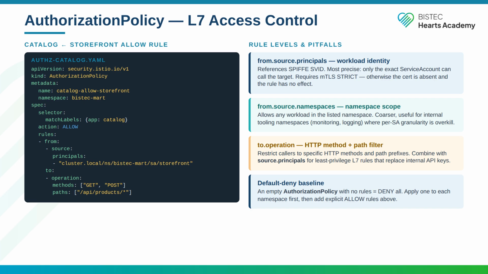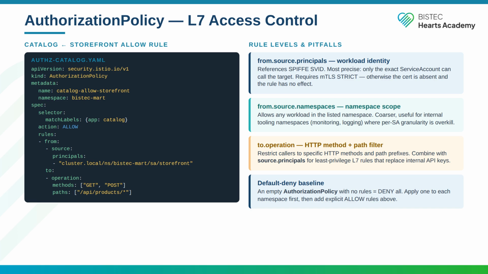There are 3 levels of rule granularity. The principals field matches the exact workload identity, the most precise control. The namespaces field allows any workload in a listed namespace, useful for internal tooling like monitoring. The operation field restricts by HTTP method and path. This is how you block DELETE calls from services that should only read.